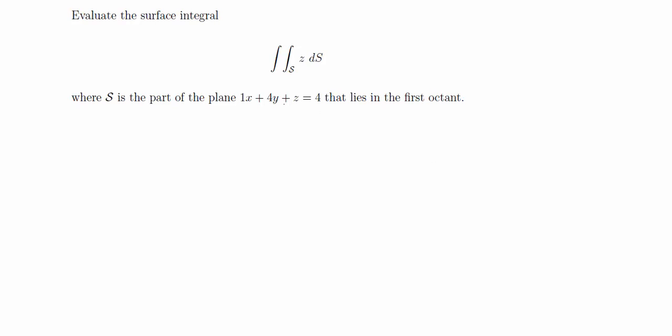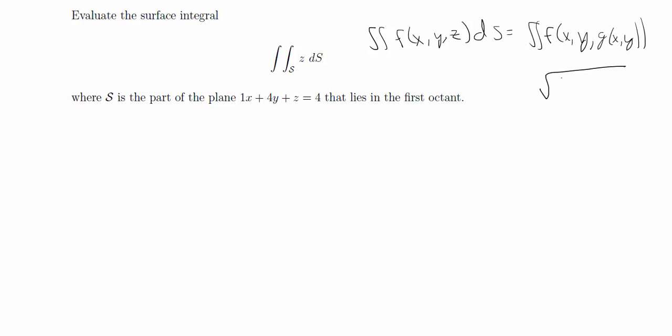This is an example of a surface integral problem where we're given the equation of a plane and we're asked to find the surface integral, which we're also given, that lies in the first octant. Because it's simple for us to solve for z in this case, this is actually a pretty simple problem. We're just going to use the equation that the integral of f(x, y, z) dS equals the double integral of f(x, y, g(x, y)) times the square root of (partial z partial x) squared plus (partial z partial y) squared plus 1 dA.